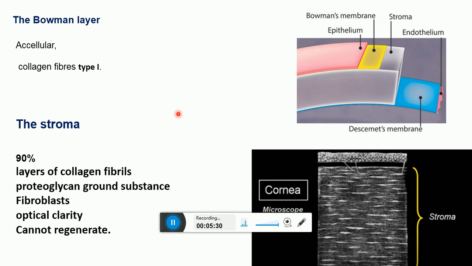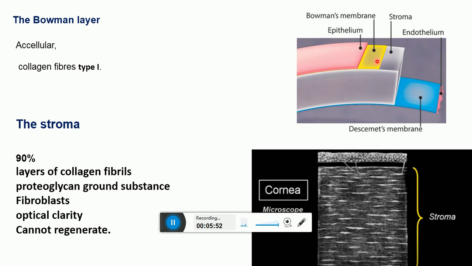The next layer is Bowman layer. Here you can see Bowman's membrane. It is named after the English anatomist and ophthalmologist William Bowman. It is an acellular tough membrane-like zone situated between the corneal epithelium and stroma. It is 8 to 12 micrometers thick and composed of randomly arranged collagen fibers.